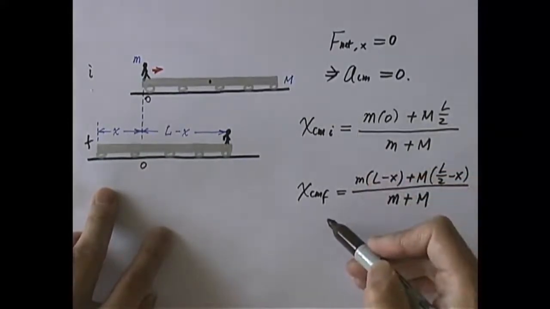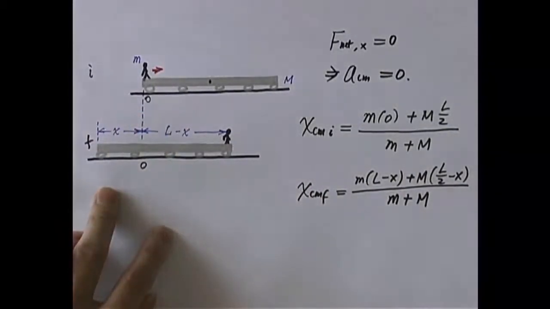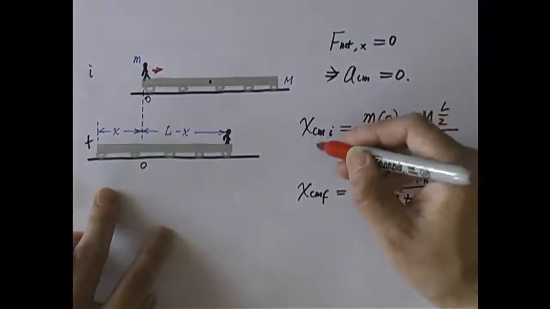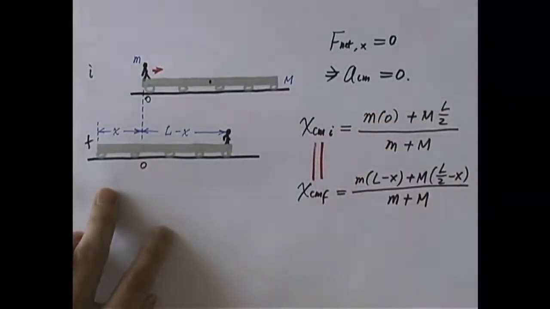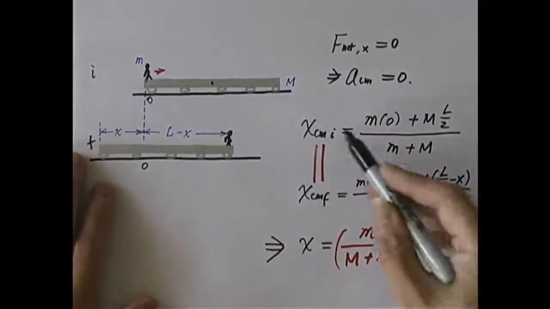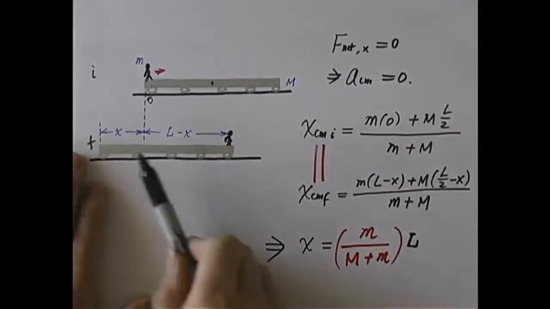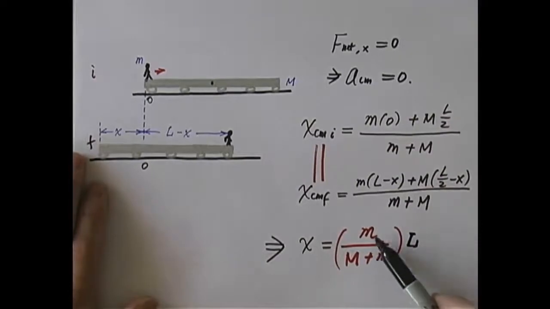How are they related? Remember I said the center of mass was not moving, and it cannot possibly start moving because the acceleration remains zero because of the lack of external force. So the center of mass initial and final positions are the same. It can never move. There we go. We equate these two, and we can solve for x. And here's the simple solution after you equate these two. The distance the cart retreats equals m, the mass of the person, divided by the total mass, times L.